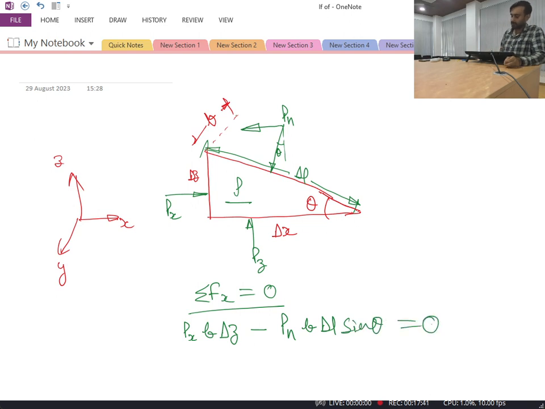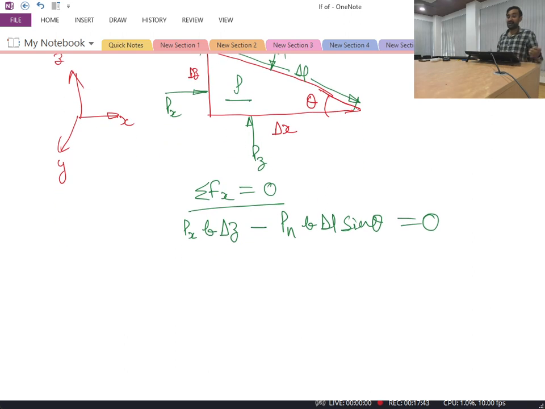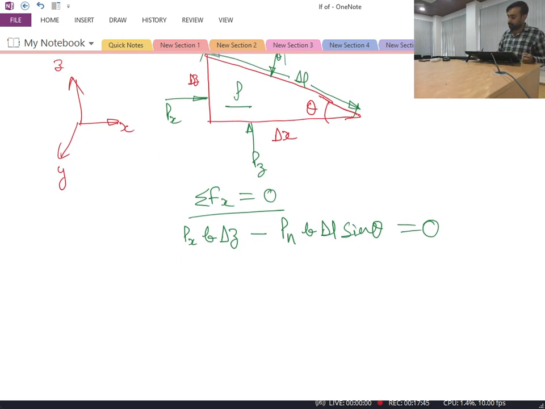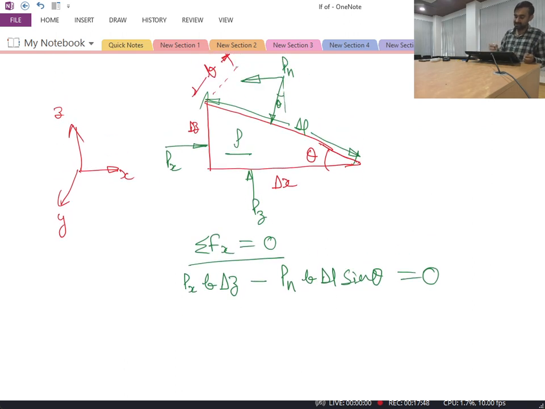Okay, so this is equal to 0. So this is my force balance in the x direction. Similarly, if I write the force balance in the z direction, the sum of all forces in the z direction equal to 0. In the z direction, you will first find a force acting from the bottom in the positive z direction. That is nothing but Pz times delta x into B.